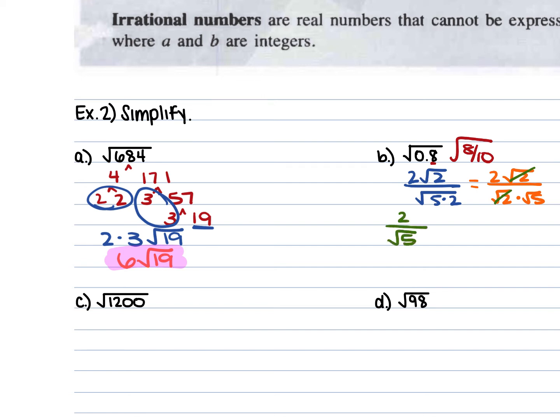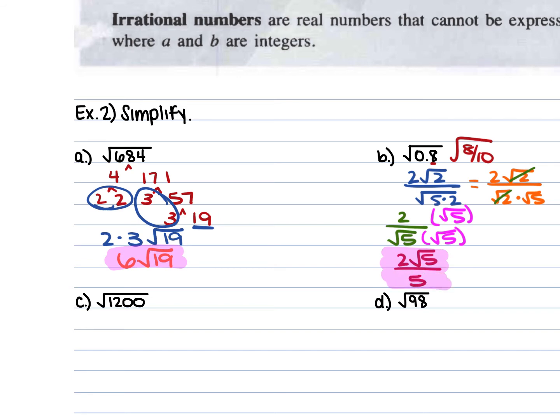You cannot leave a radical in the denominator, so you need to rationalize that denominator. It is the square root, so we're going to multiply that square root of 5 by itself a total of 2 times. What you do to the bottom, you do to the top. So this is going to become 2 square root 5 all over 5.